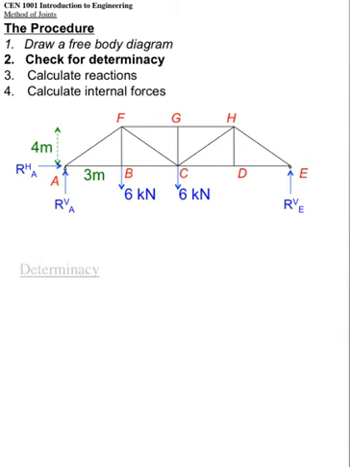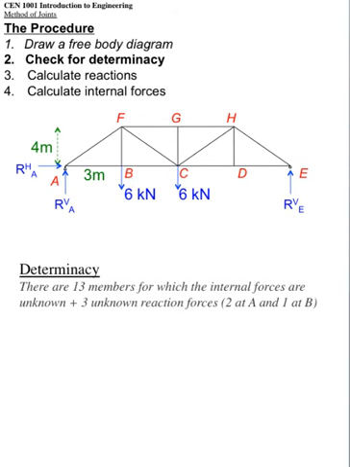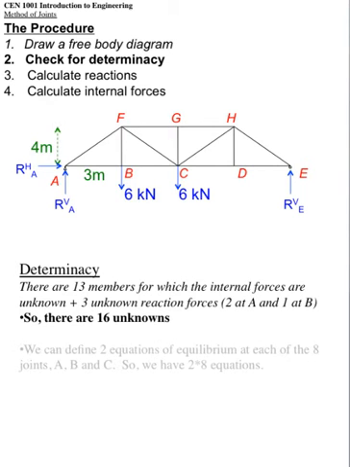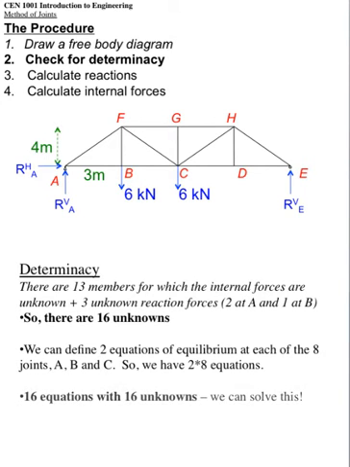Okay. So let's first check for determinacy. How many unknowns do we have? We have 13 members, and we have 3 reaction forces that are unknown. So that is 16 unknowns. We have 8 joints at which we can generate 2 equations, right? Summation of vertical forces and summation of horizontal forces. So we've got 2 equations times 8 joints. That's 16 equations, 16 unknowns. We can solve this. This is statically determinate.